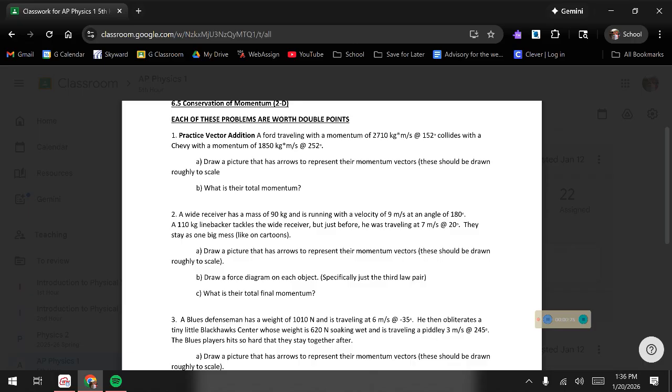Draw the picture that has arrows to represent the momentum vectors. It should be drawn roughly to scale. We've seen this a couple times when dealing with force diagrams versus vector addition, and we saw this on Friday. Sometimes when you draw momentum diagrams, like let's say here's the momentum of one initial, here's the momentum of two initial, very similar to our Jim Bob and whoever on Friday, you usually draw them like this to show where they're going to collide initially.